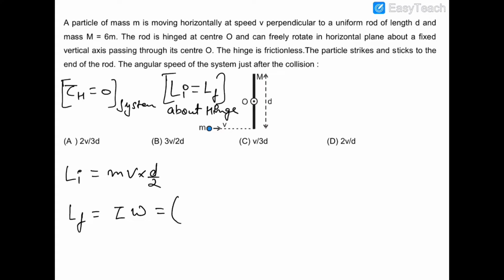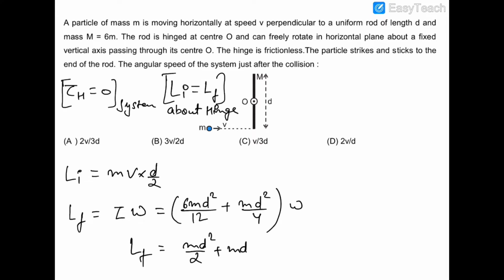So about the hinge, the moment of inertia of the rod will be ml square by 12, and the mass of the rod is 6m, its length is d, so it is 6m d square by 12, plus the moment of inertia of this ball, which is md square by 4. So this final angular momentum will be equal to md square by 2 plus md square by 4, into omega, and therefore it is 3 by 4 md square omega.